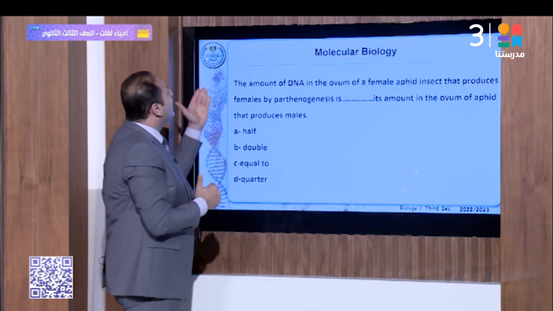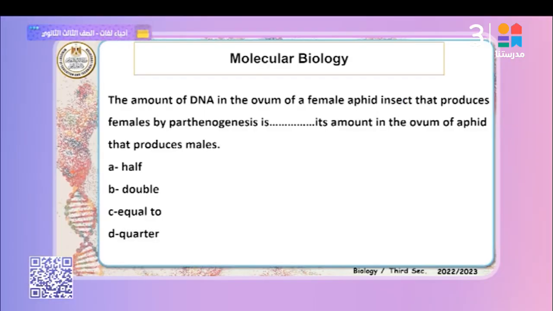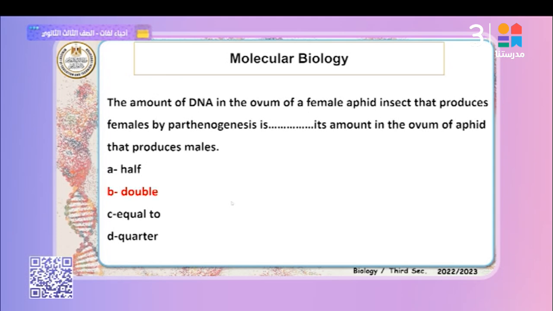Okay? The amount of DNA in the ovum of the female aphid insects that produce a female by parthenogenesis is 2N. The amount of DNA in the ovum of aphid insects is N. Half, double, equal, or quarter? The best answer is double.